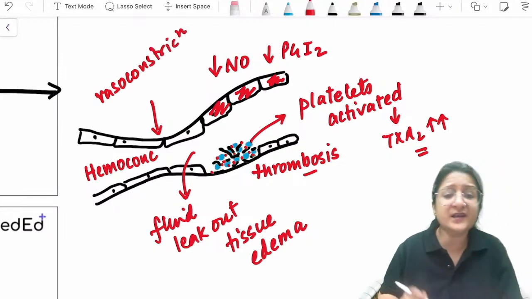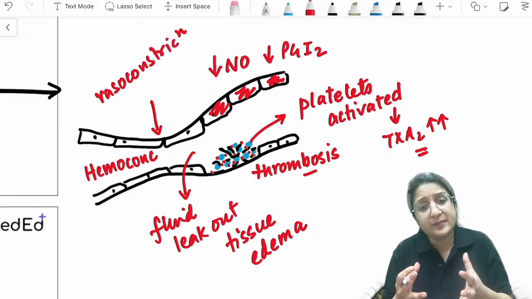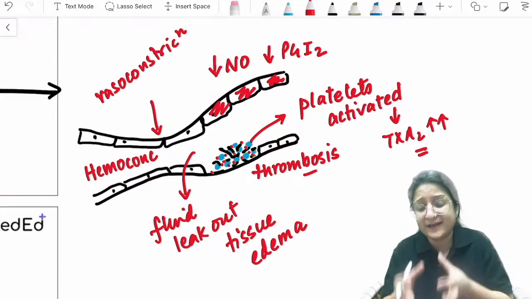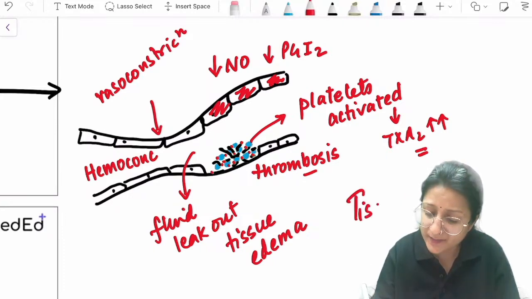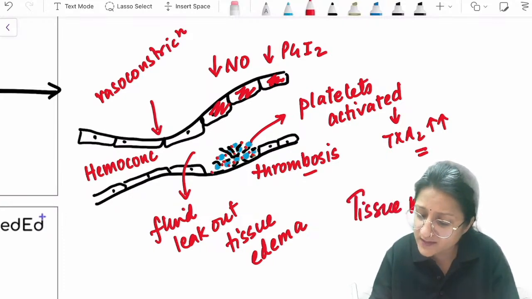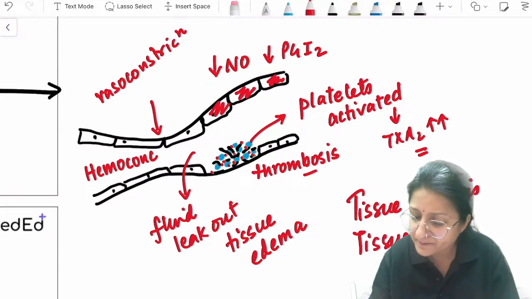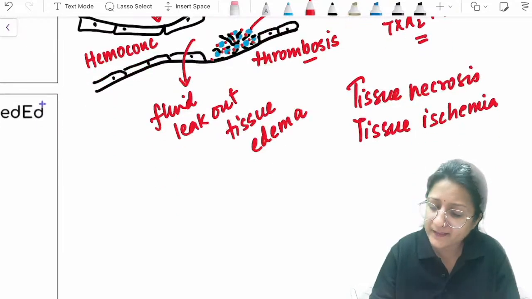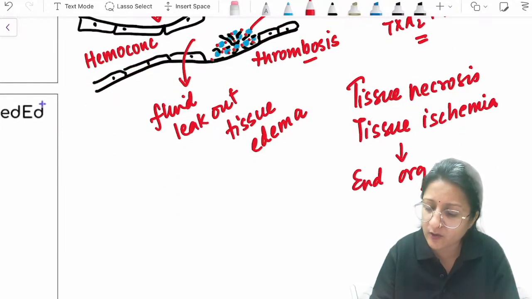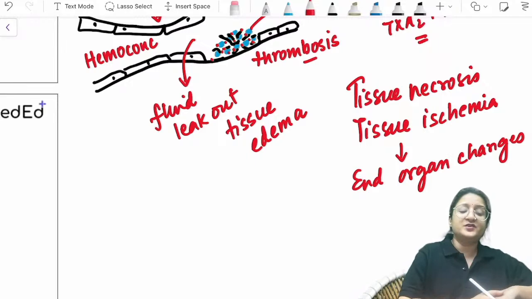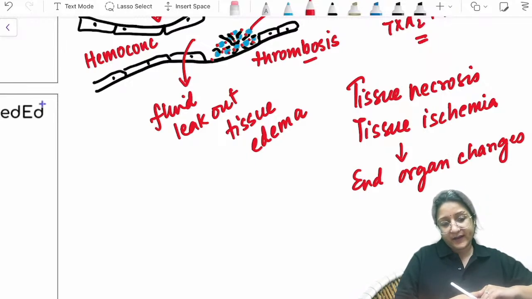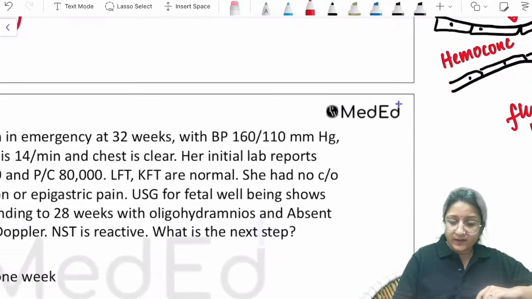vasoconstriction. So you see what is happening at the tissue level: vasoconstriction, tissue edema, microvascular thrombosis. So ultimately there is tissue necrosis, tissue ischemia, and ischemic sequelae. And these are responsible for the various end organ changes in different organ systems that we see in a patient of preeclampsia. Okay, so this is the answer here.